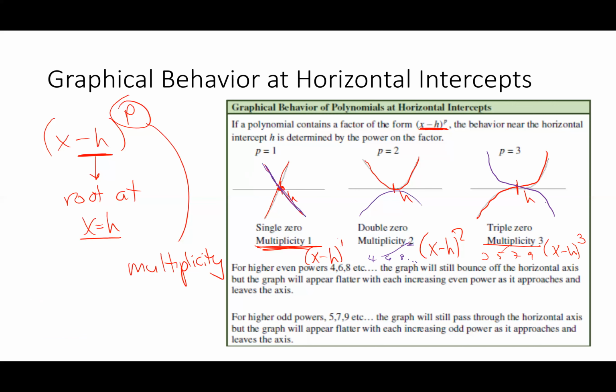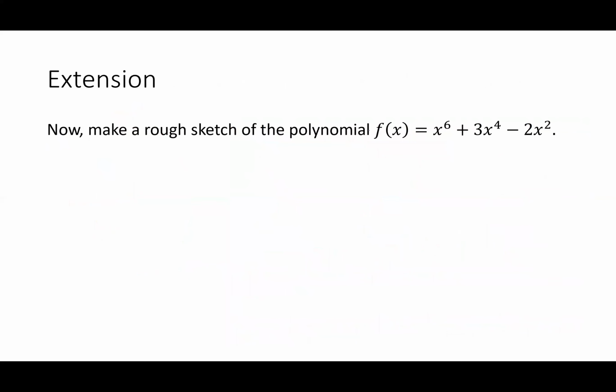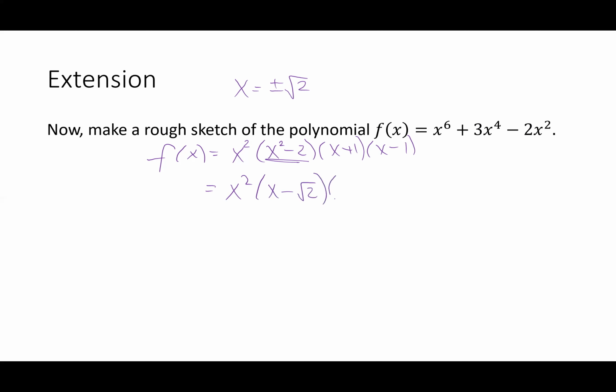All right, so let's apply this information. We have this polynomial, which looks familiar to us. When we factored this thing all the way out, what we ended up with was x squared minus 2, and then x plus 1, x minus 1. From this x squared minus 2, we knew that we got the roots plus or minus the square root of 2. So why don't we just go ahead and write it like this? x minus the square root of 2 and x plus the square root of 2.